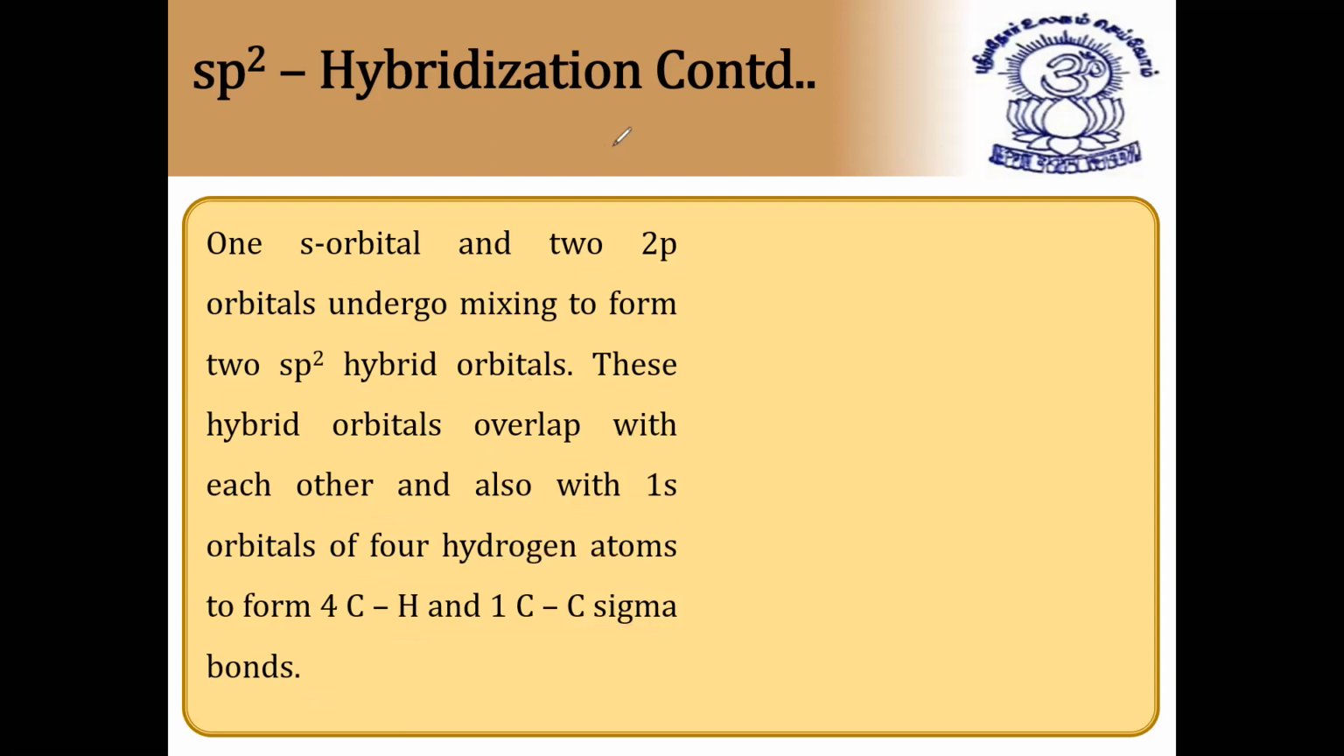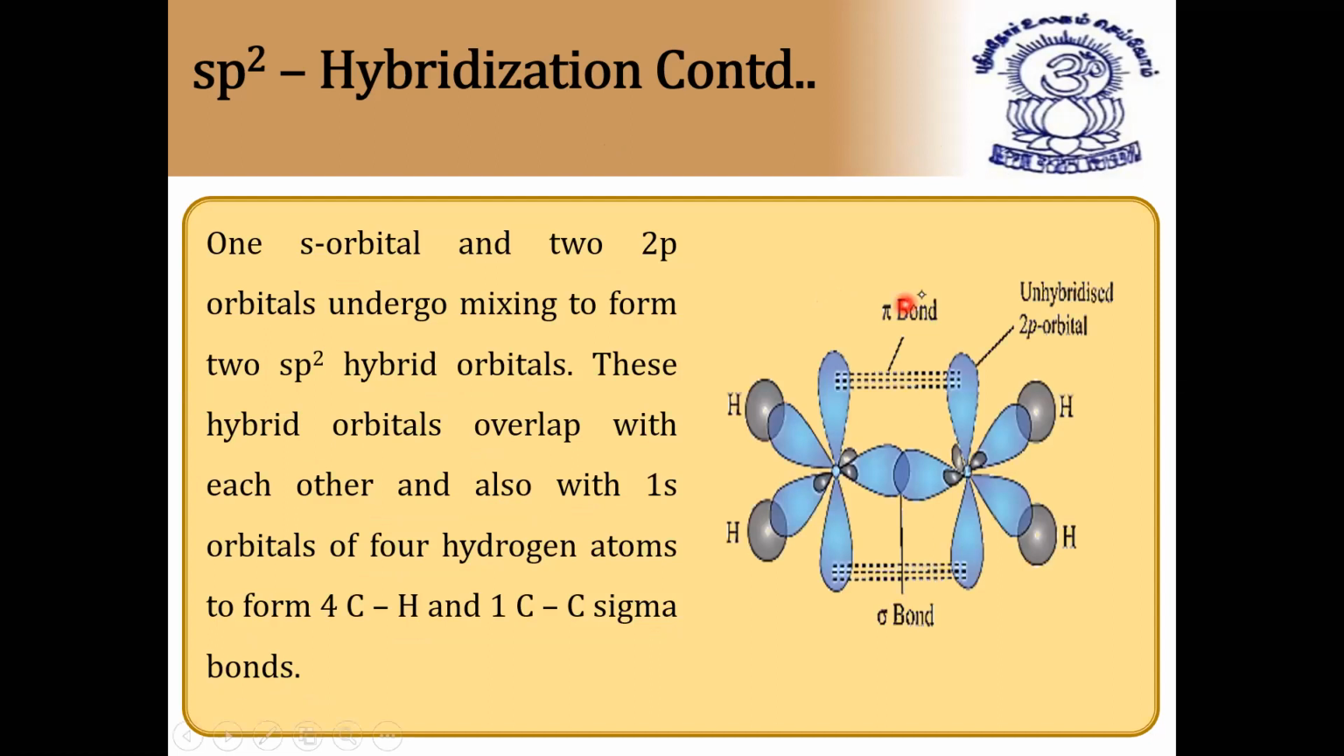Let us see now. We are discussing the formation of ethene. Ethene is C2H4: C double bond C, with two hydrogens on each carbon. These two carbons are linked with a double covalent bond. Whenever a double covalent bond is there, a pi bond is formed. There are four sigma bonds with the four hydrogen atoms, and one sigma and one pi bond between the two carbon atoms.